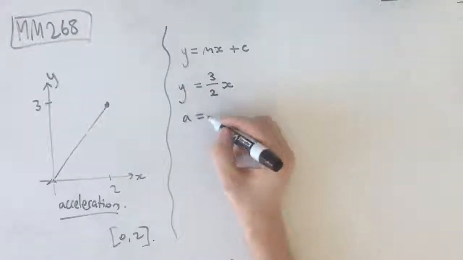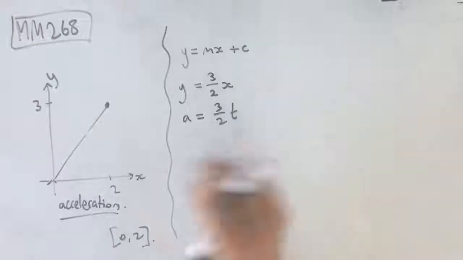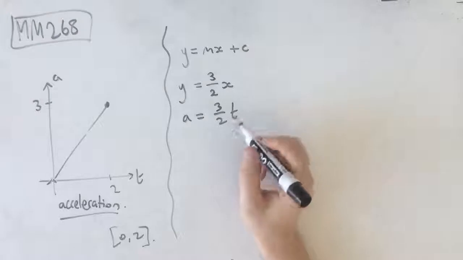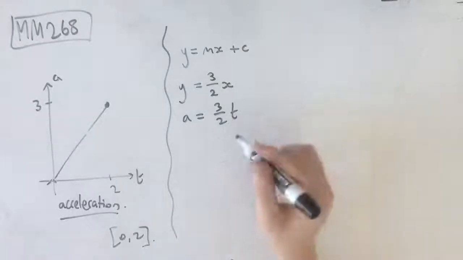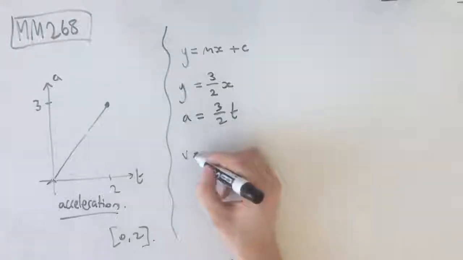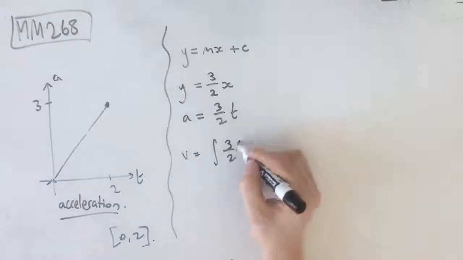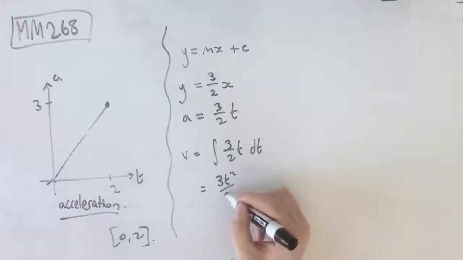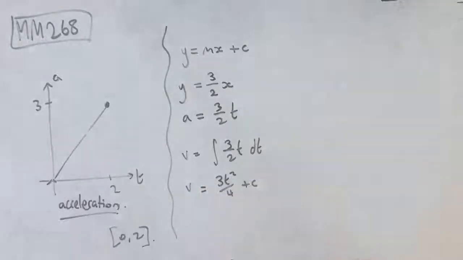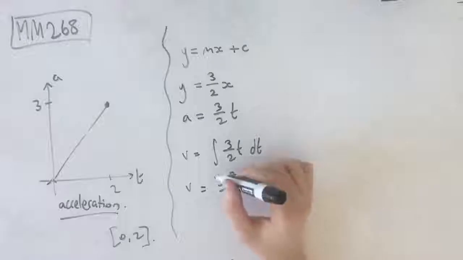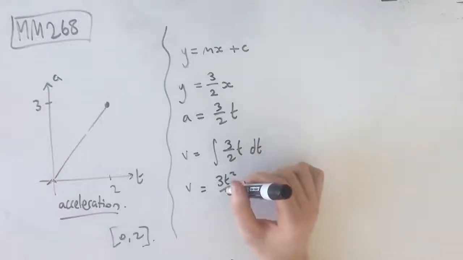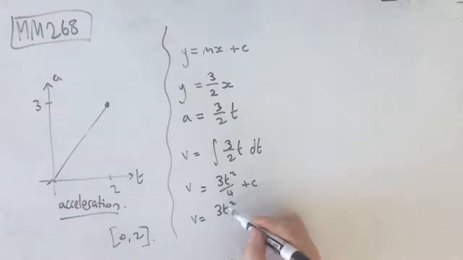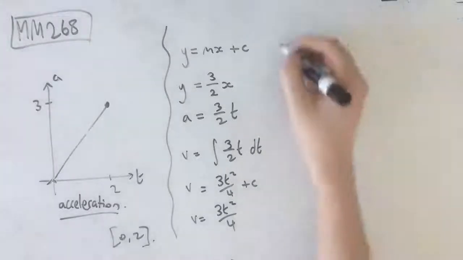Which means that our acceleration is 3 on 2t, right? Actually, this should be t, and this should be a. Awesome. So that's our acceleration. In order to find velocity, we need to integrate this, okay? So velocity is the integration of 3 on 2t dt, which gives us 3t squared over 4 plus c. The question tells us that the object starts at rest, which means when t equals 0, our velocity equals 0, which means that c is 0 as well. So therefore v is equal to just 3t squared over 4.